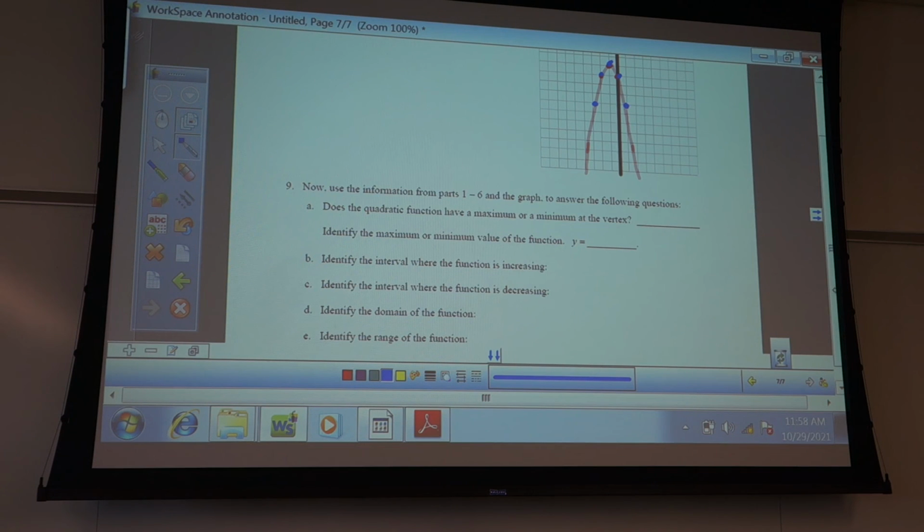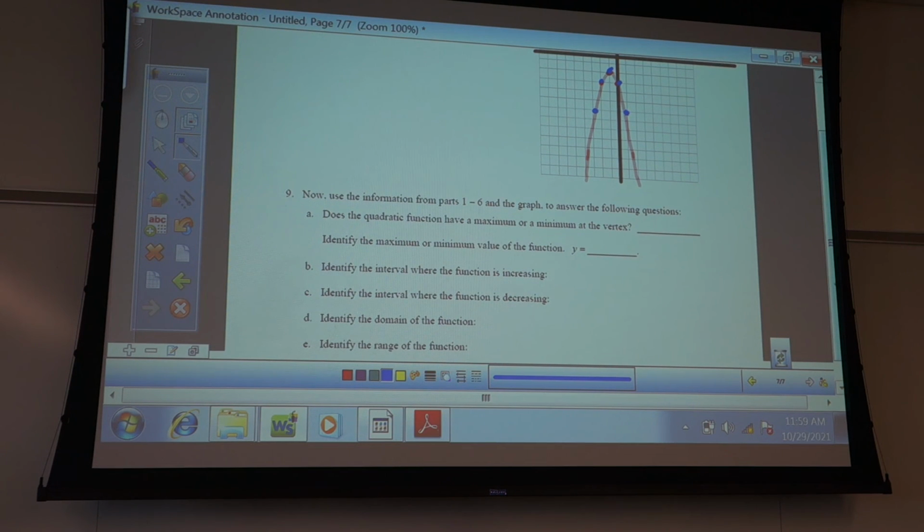Okay, so is the vertex a minimum or a maximum? Maximum. That's the highest point. Right, the vertex is the highest point, so that's the maximum. What is the maximum of this function? What's the highest y gets? -2. Again, C and D, we're going to skip those ones.